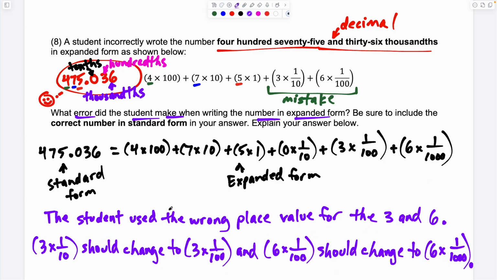So this explanation here is good. We're just going to say that the student used the wrong place value for 3 and 6. And then this extra sentence here is nice, saying that the 3 times 1 over 10 should change to 3 times 1 over 100. And the 6 times 1 over 100 should change to 6 times 1 over 1,000.